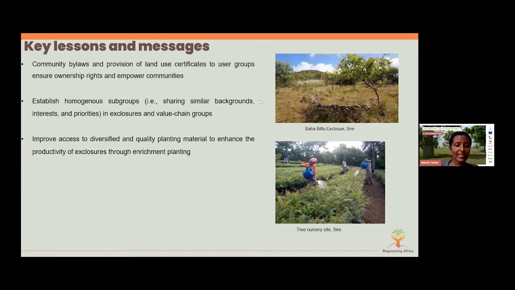And improving access to diversified and quality planting materials to enhance the productivity of exclosures through enrichment planting is also important in order to make these exclosures productive and provide these livelihood options to the local community.